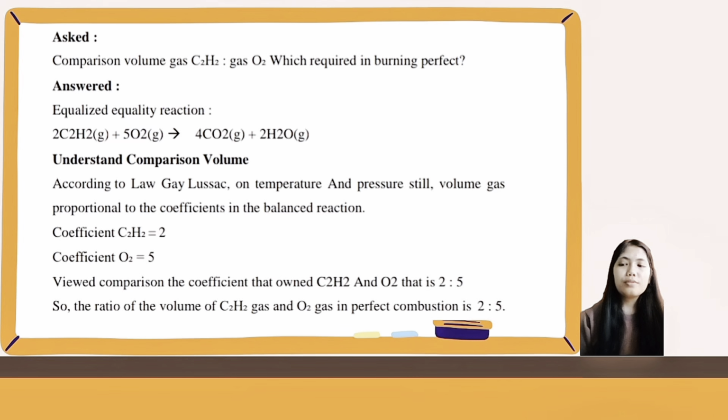The coefficient of C2H2 is 2, and the coefficient of O2 is 5. So the comparison of the coefficients of C2H2 and O2 is 2 to 5. So the ratio of the volume of C2H2 gas and O2 gas in perfect combustion is 2 to 5.